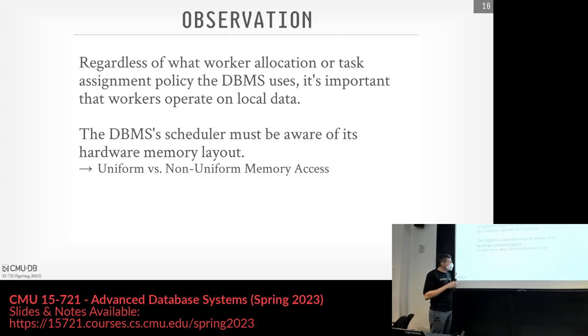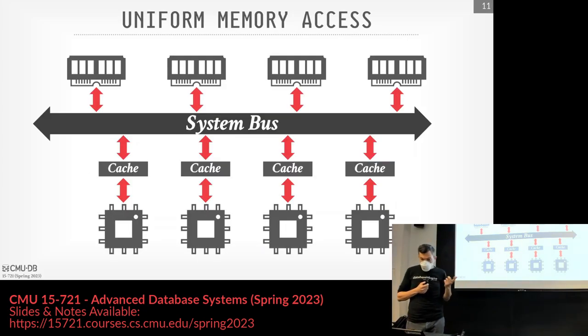Right? So I don't know what other classes cover, how much they cover NUMA versus uniform memory access. So this is a quick crash course on what CPU architectures look like with different kinds of memory layouts. And then we'll see how we can make sure that our database system minimizes the traffic across CPUs. So back in the day, the old way of doing multi-socket CPUs was using an approach called uniform memory access, sometimes called symmetric multiprocessing architectures, SMP. Think like the 90s, early 2000s.